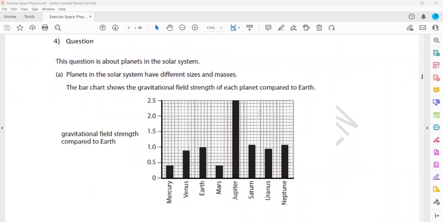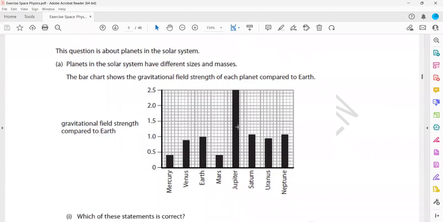This question is about the planets in the solar system. So you can see the representation. Planets in the solar system have different sizes and masses. The bar chart shows the gravitational field strength of each planet compared to that of Earth. So Earth is a comparison, it's relative.